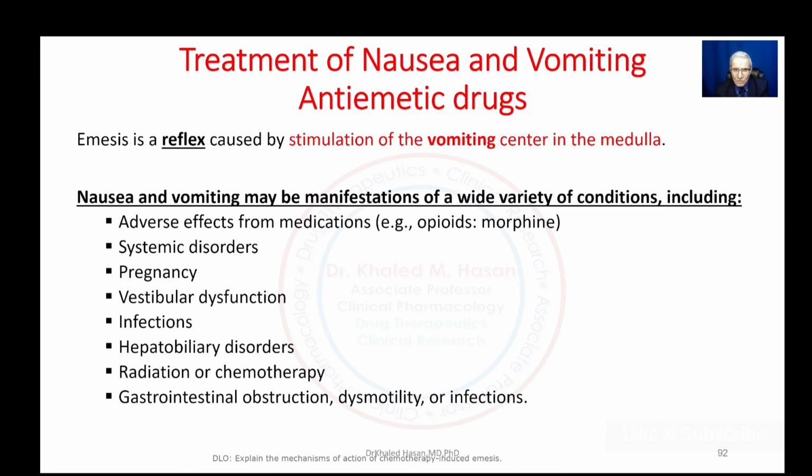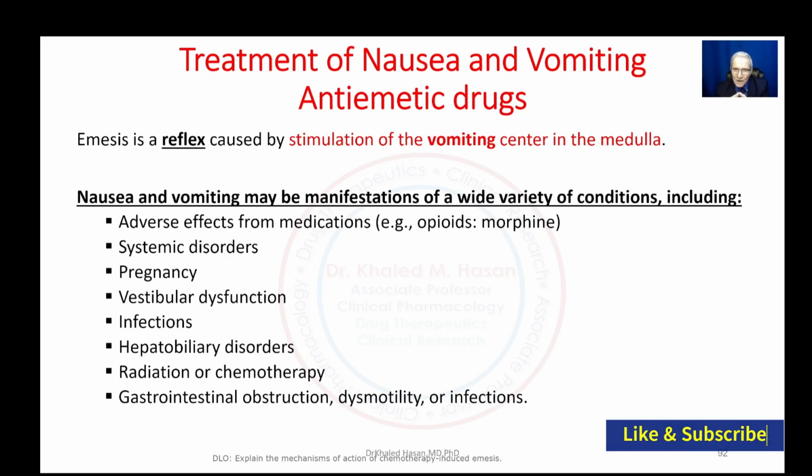Next, we have vestibular dysfunction. This is related to the inner ear, when you have disturbances in stability related to the cerebellum, and we have an image later on to clarify the situation. Infections in general may cause nausea and vomiting. Then hepatic disease, hepatic disorder, and the most important factors on the list: radiation therapy or chemotherapy.